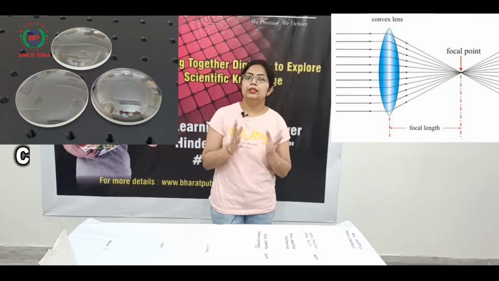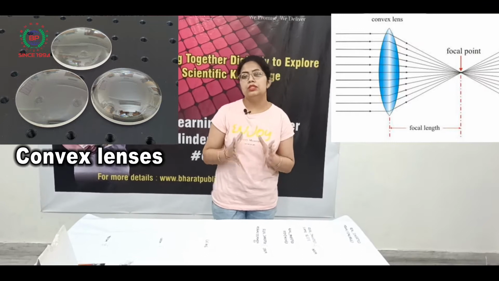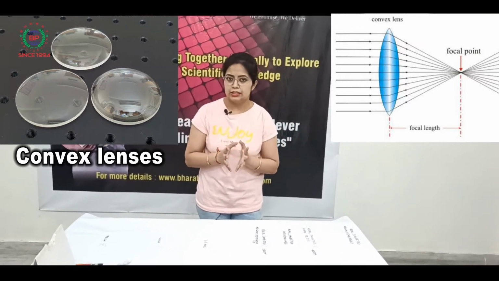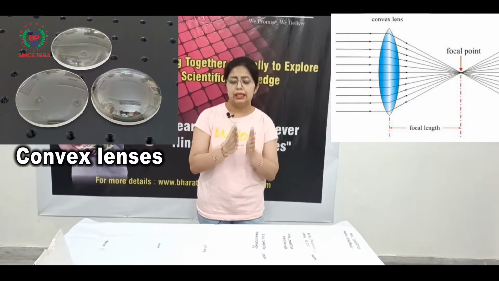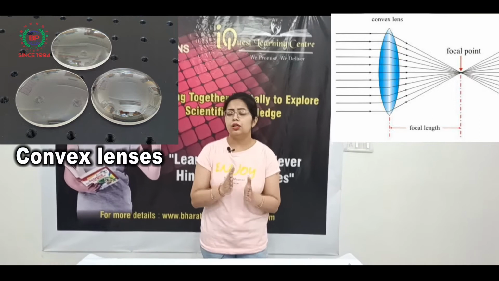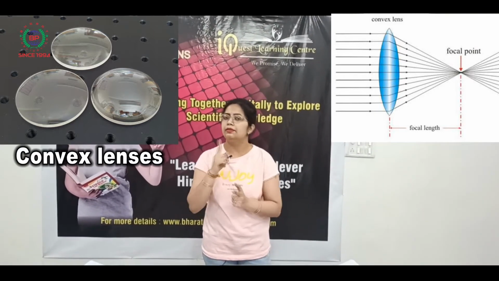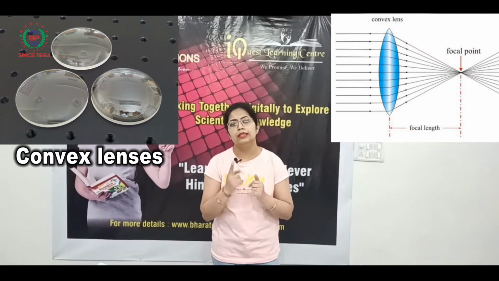Okay. Now let's discuss some theory related to this experiment. Here we will use a convex lens. A convex lens is also known as a converging lens. Why is it known as a converging lens? Because if a parallel beam of light falls on the convex lens, then it converges all the rays at one point. That one point is known as the focus for that lens.